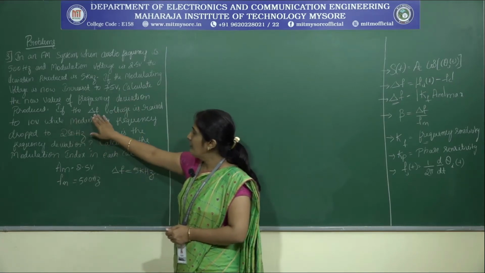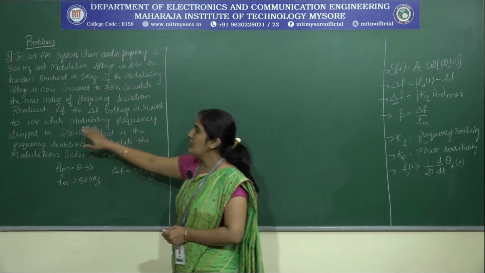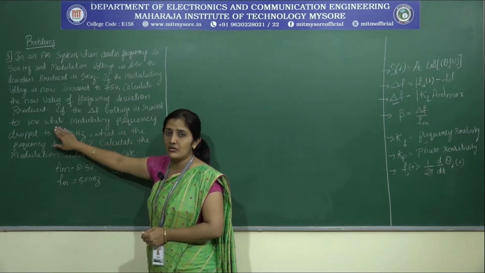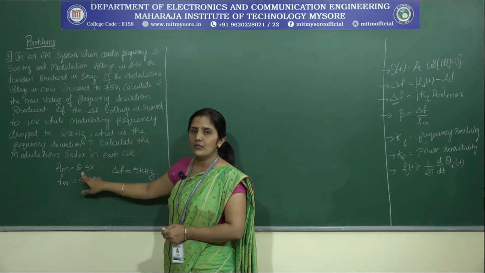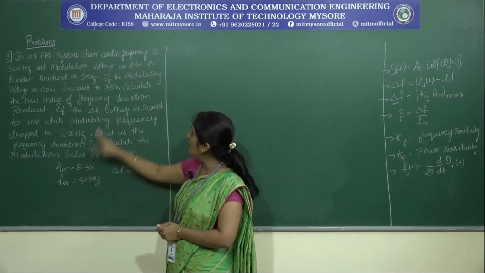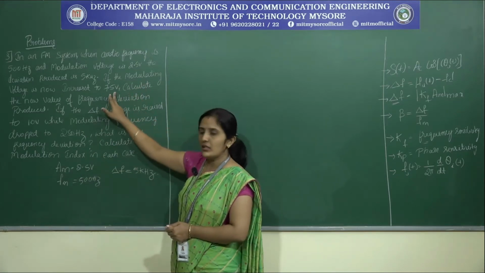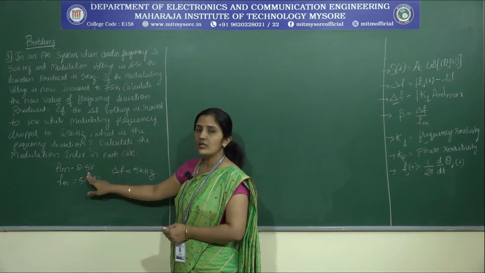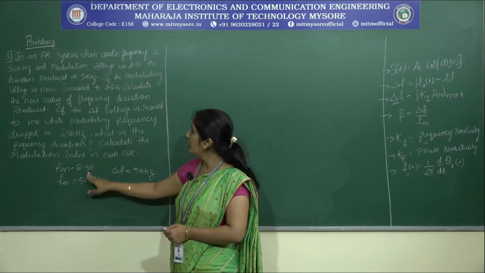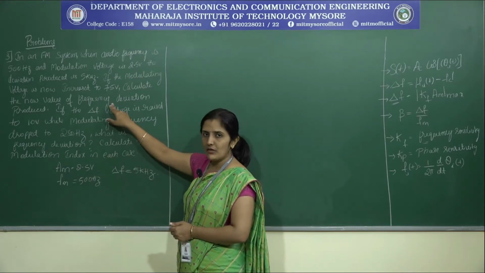And if the modulation voltage is raised to 10 volts, so this is the second condition. In the first condition, what we have to do here is, if the modulation voltage is increased to 7.5 volt, what will be the frequency deviation, first thing.